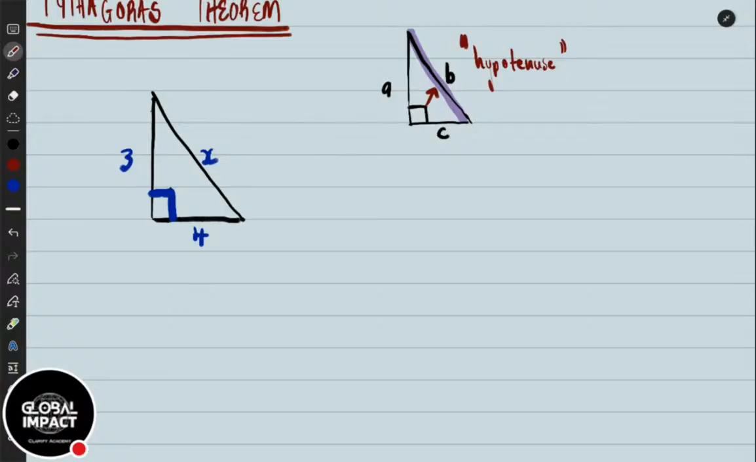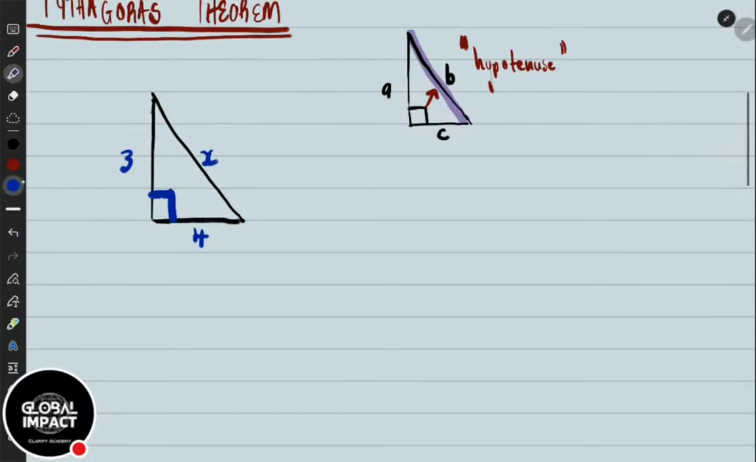Can you hear me? If you can hear me, type in the chat. The hypotenuse is the most important side. Not the only important side, but the most important side.